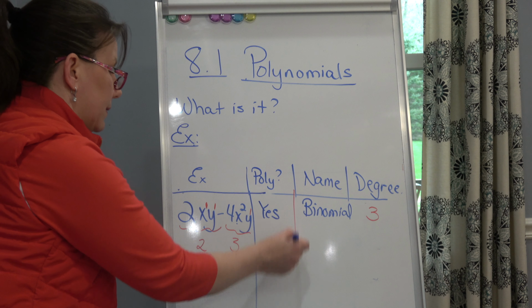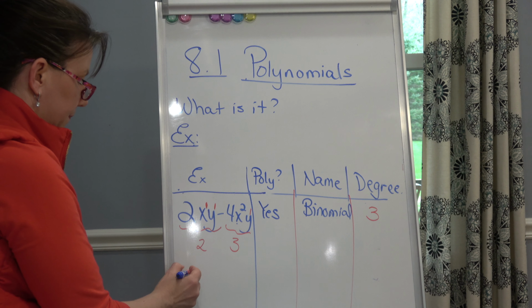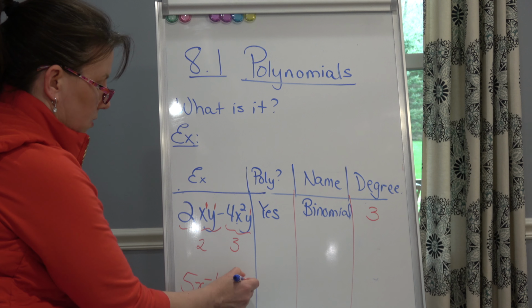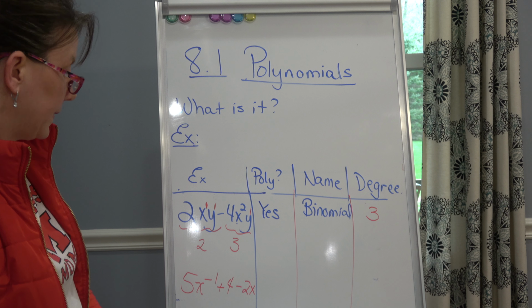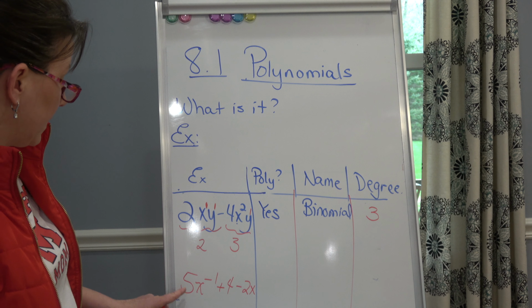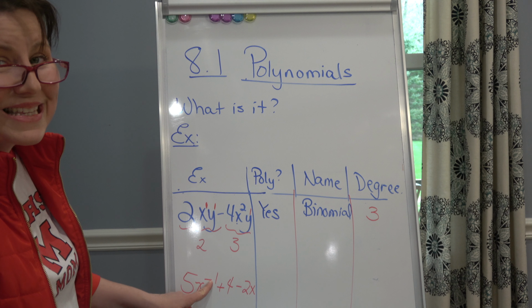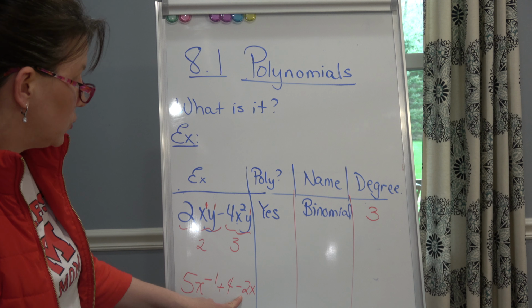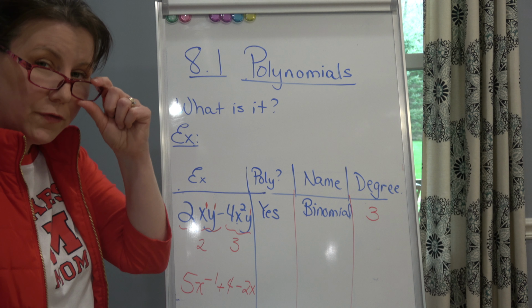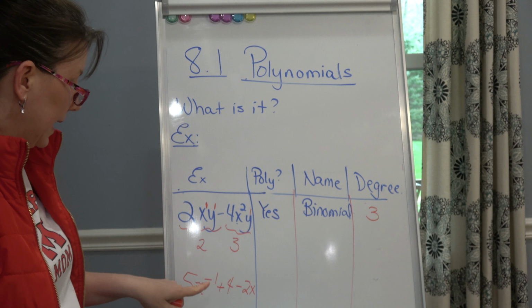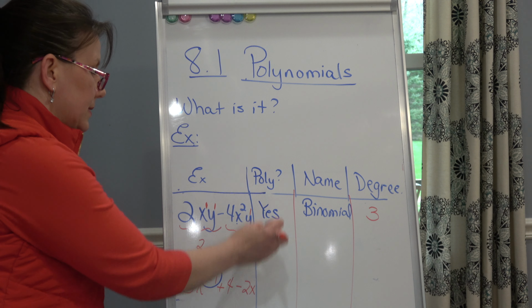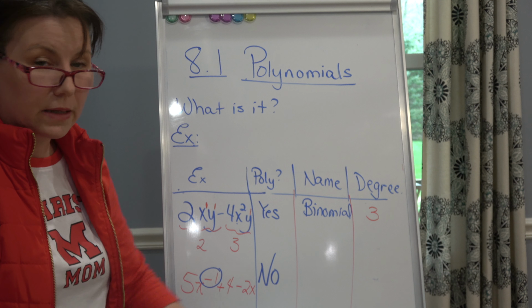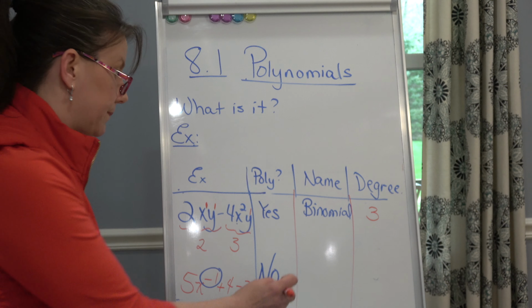One more before we go on here. What if I had 5x to the negative 1 plus 4 minus 2x? When I look at this problem, I've got 5x to the negative 1. That's not a monomial. 4 is a monomial, and negative 2x is a monomial. But because the first term is not a monomial because of the negative exponent here, this is not a polynomial. And so I'm not going to even name it or give it a degree.